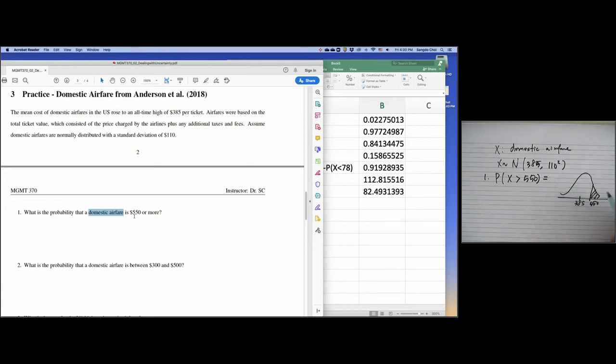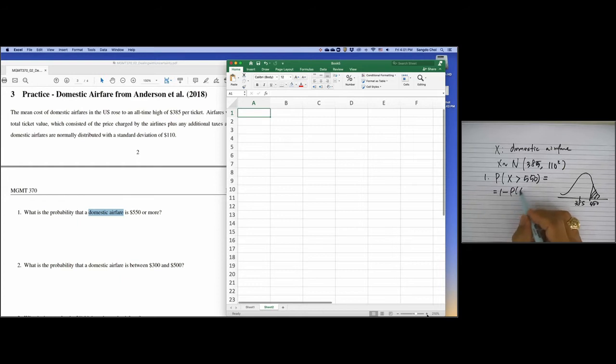But in this case we cannot use the norm.dist function directly. Instead we have to use 1 minus P of X less than 550. It means you have to compute this probability first, and then subtract it from 1, because 1 means the total, right? Now let's try to compute this probability in our Excel spreadsheet.